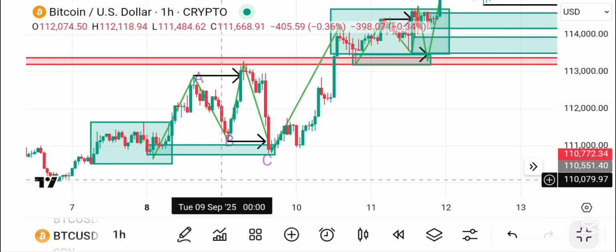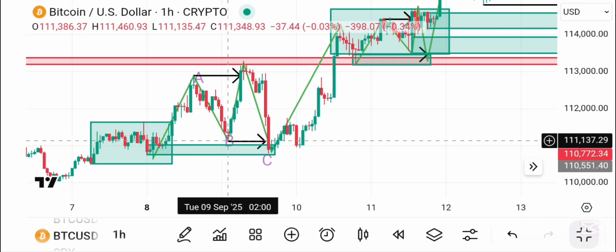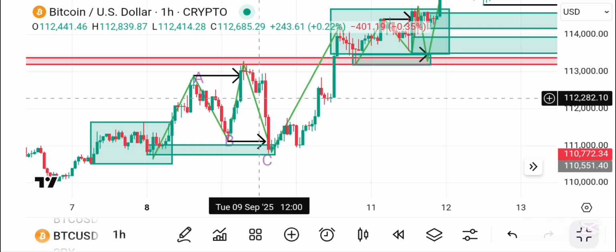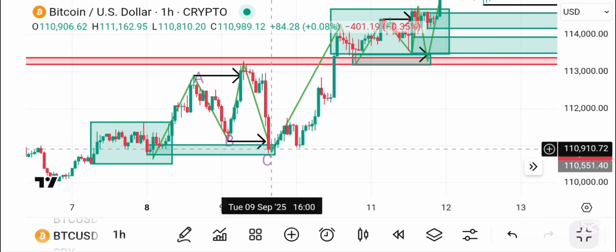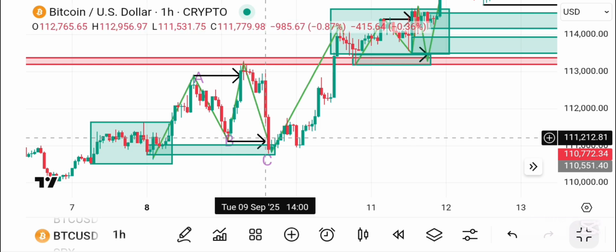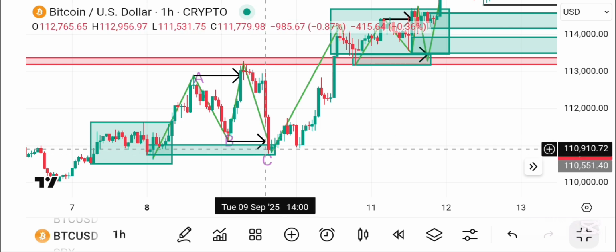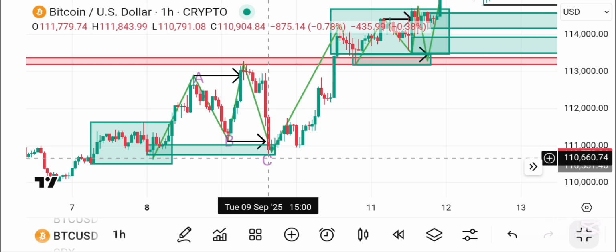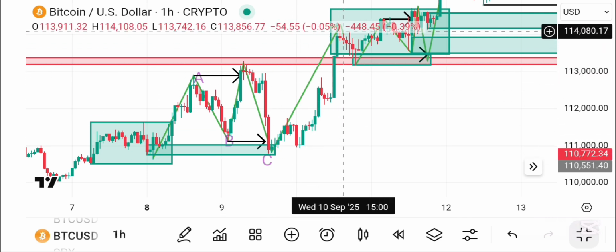As you can see, the aggressive buyers came in to break the structure above before we had the passive buyers come to liquidate this B point. And this is a mitigation to the 70% of the range. And the C move is the aggressive move all the way up.